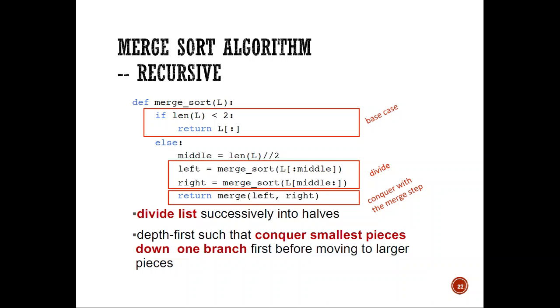We can also implement the merge sort in a recursive manner. So we check if the length is less than 2, we just return it. Else we take the middle point and we recursively call the merge sort. So this basically divides the list successively into halves, and then we conquer the smallest pieces first, which would be one element, before moving to the larger elements.